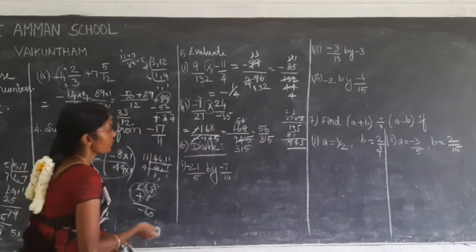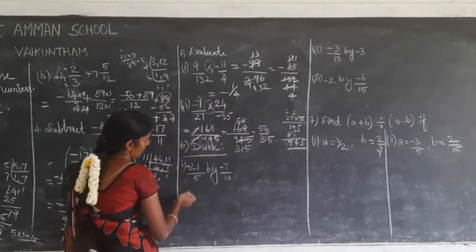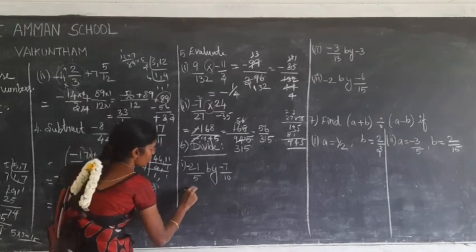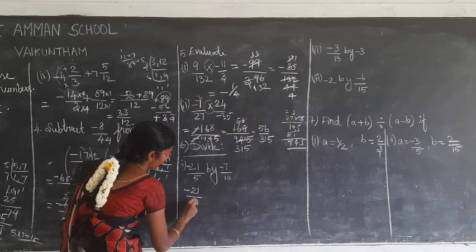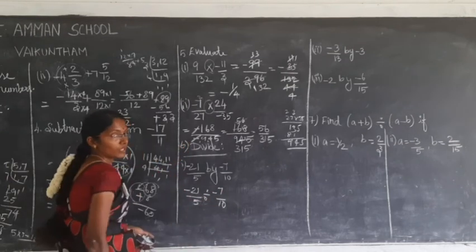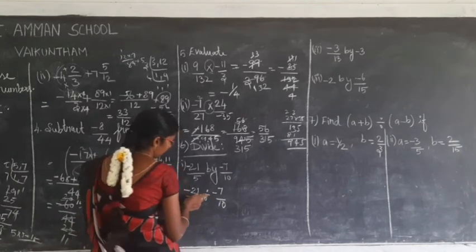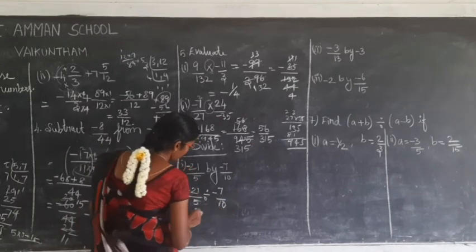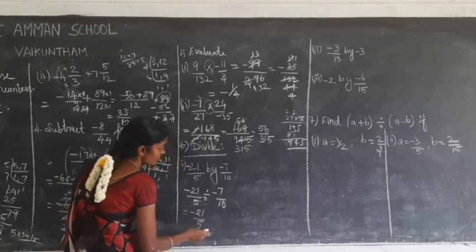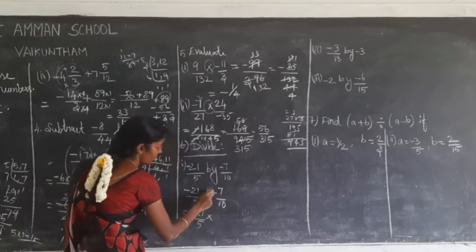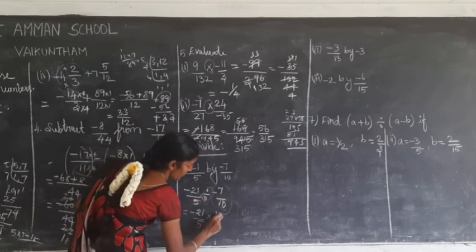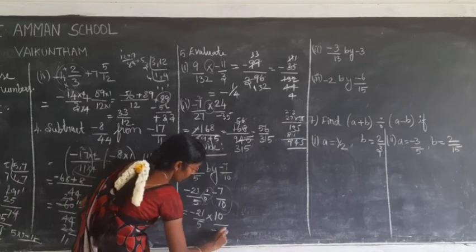Okay. So the next, divide. A by B. So minus 21 by 5 divided by minus 7 by 10. So what is the rule? First, you have to write the first rational number as it is, and instead of divide, you have to put the product symbol, and you have to take the reciprocal of the second rational number. So 10 by minus 7.